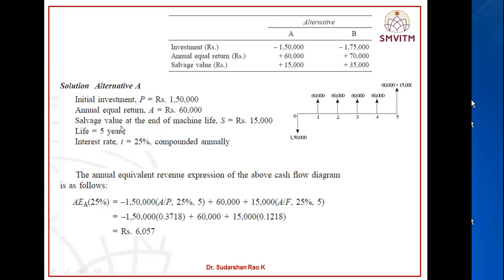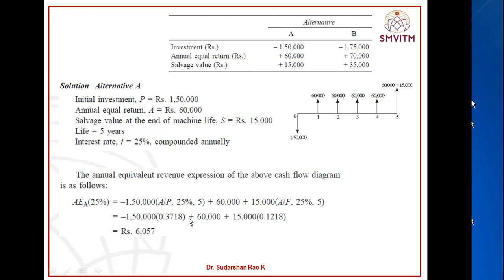Here the equation for the annual equivalent revenue and expenditure of this cash flow diagram is minus 1,50,000 into A by P, 25%, 5 years, that is the present converted to the annuity, distributed over 5 years, plus 60,000, the annual return, plus the future value of 15,000, the salvage value, converted into the annuity. For a future value into annuity, the factor is A by F, 25%, 5.